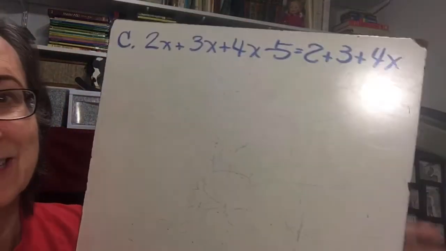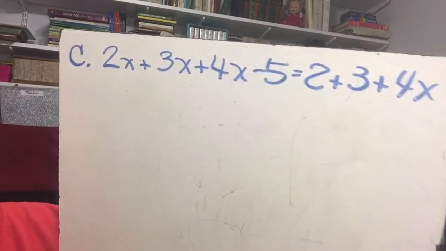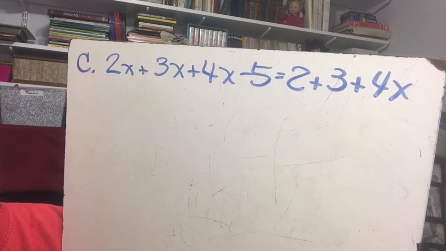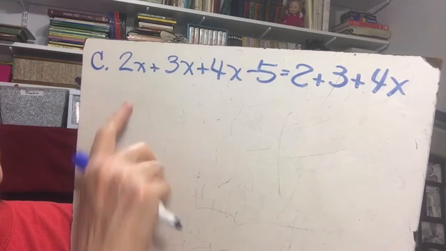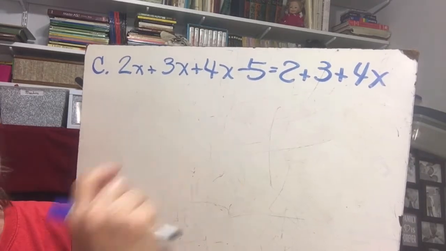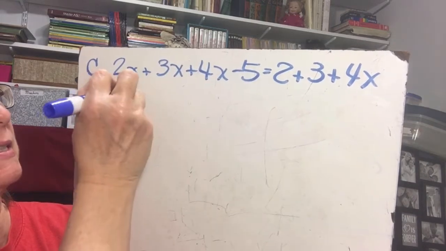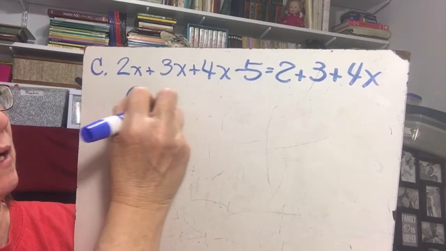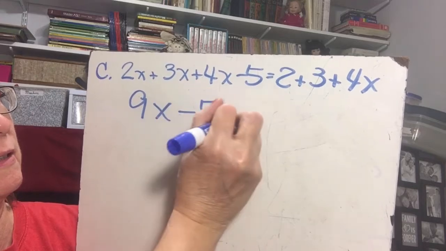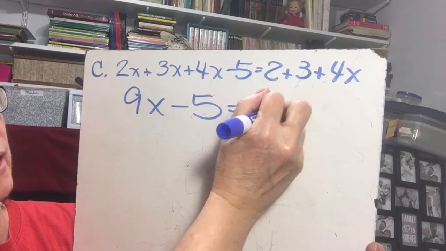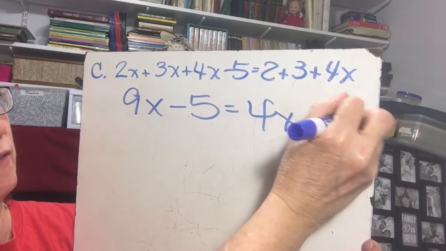Okay, so here we have practice problem C, our next to the last practice problem. So copy your problem down and pause your video. Now on the left we have 1, 2, 3 x terms. 2x plus 3x is 5x plus 4x is 9x minus 5. Then on the right we have two constant terms, 4x plus 5.